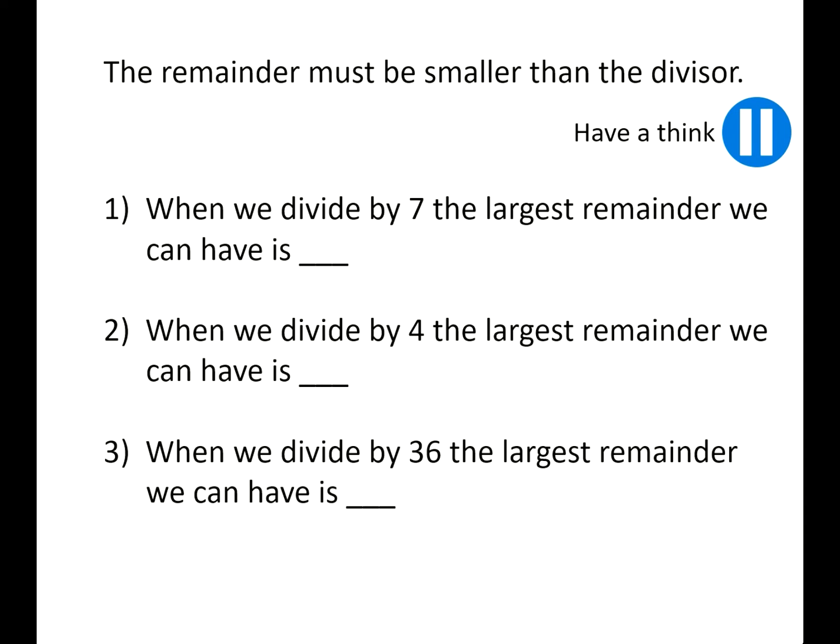There is a rule when it comes to remainders, and it is here. The remainder must be smaller than the divisor. So, question number 1. When we divide by 7, the largest remainder we can have is, well, what would it be if it has to be smaller than 7? The largest one we could have would be 6. Well done if you just said that.